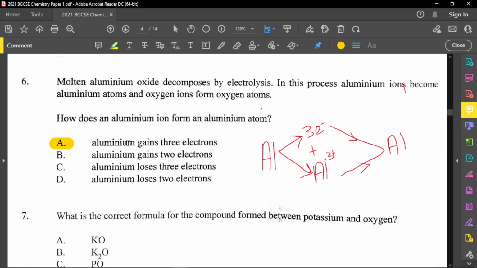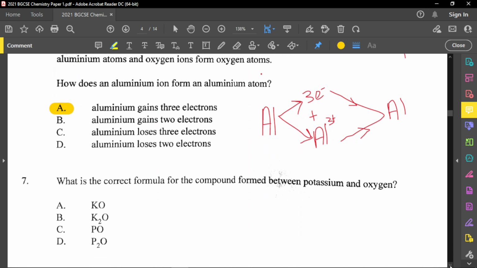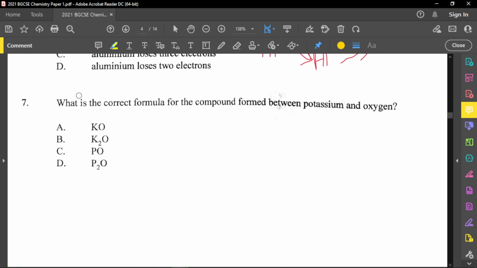How it does that is because the aluminum ion gains 3 electrons. All right. Now let's go to the next question. And number 7 now said, what is the correct formula for the compound formed between potassium and oxygen?